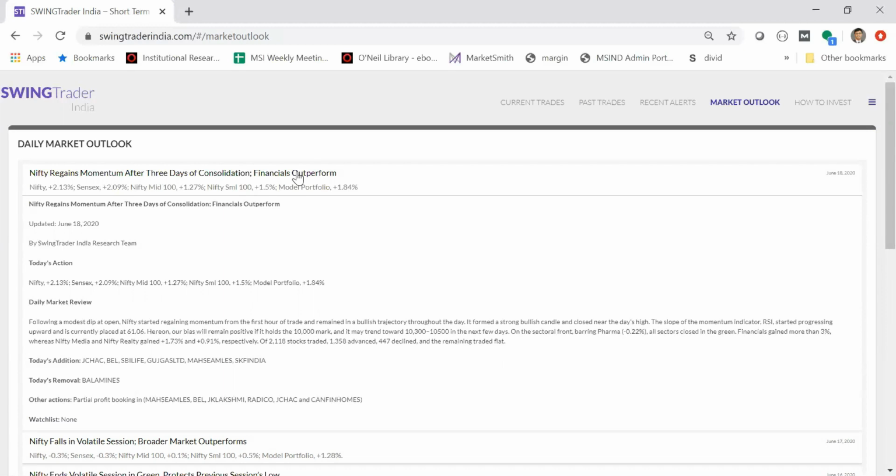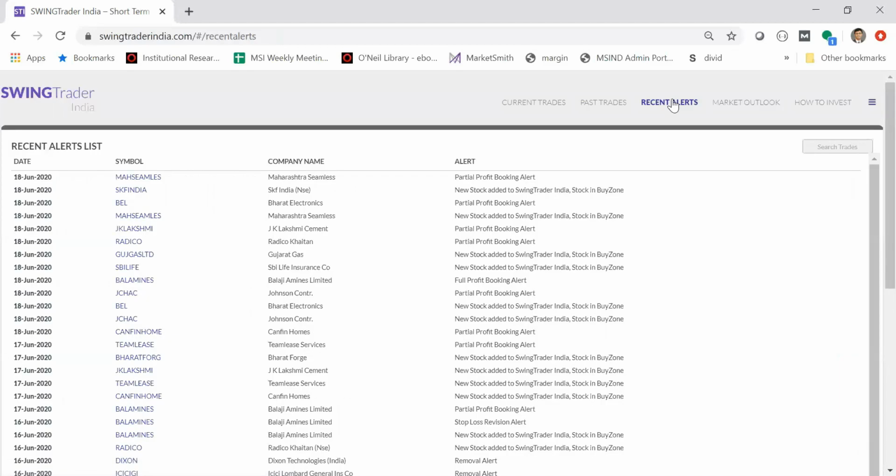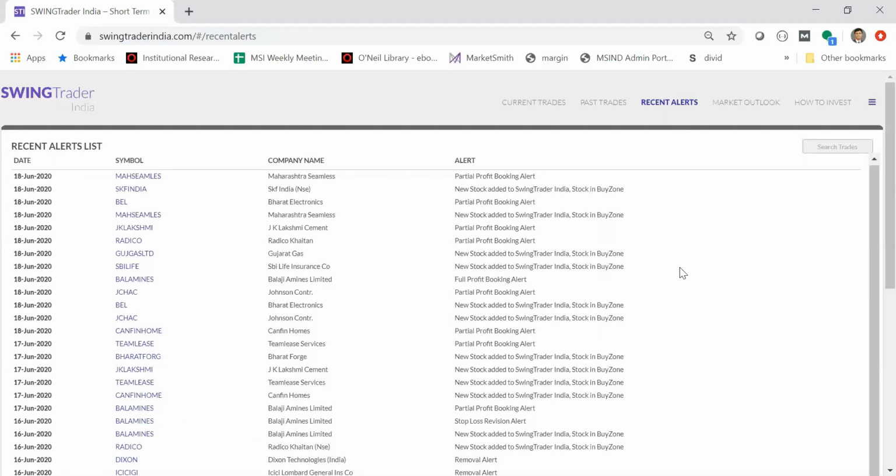Swing Trader India also includes all notifications, so you can take positions on the move. We notify our clients on your mobile app, both on Android and iPhone, in the form of app notifications and emails. In addition, we also notify our clients via Telegram. In case you've missed any alerts or you want to check past alerts, you can track them all in the recent alerts section.